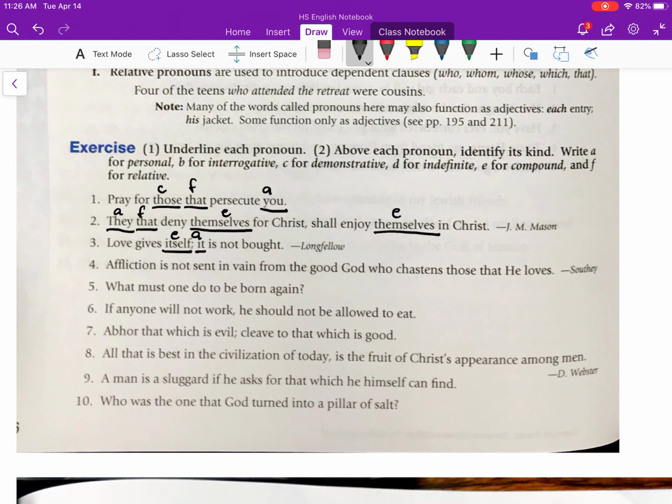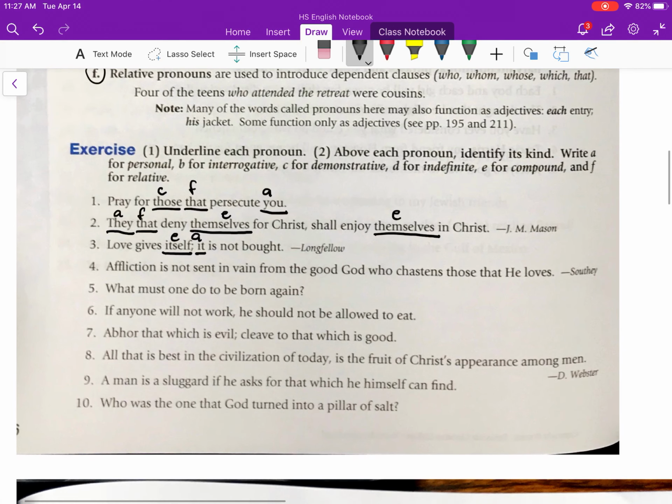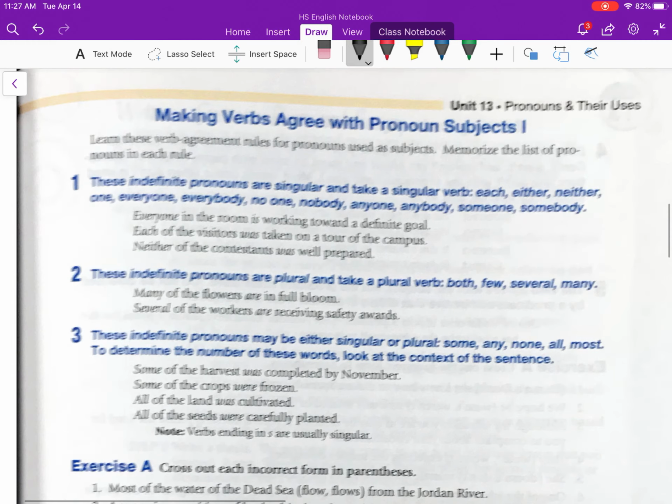Now, if you also are struggling a little bit with these labels, the A, B, C, D, E, F, they correspond with these here. So A, B, C, D, E, and F, okay? So if that helps you at all, I'm happy. Okay, so you should have copied these into your book as well, and you'll be doing numbers 4 through 10 on page 176. All right, let's move on to page 177.